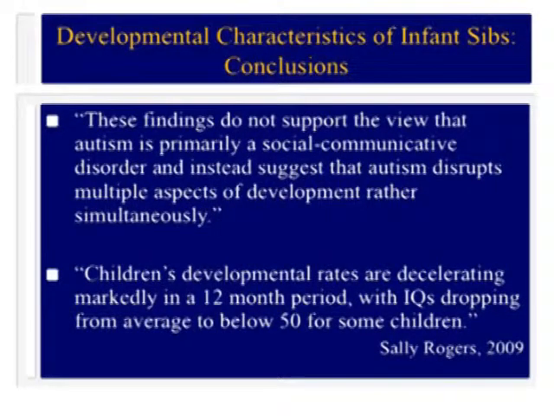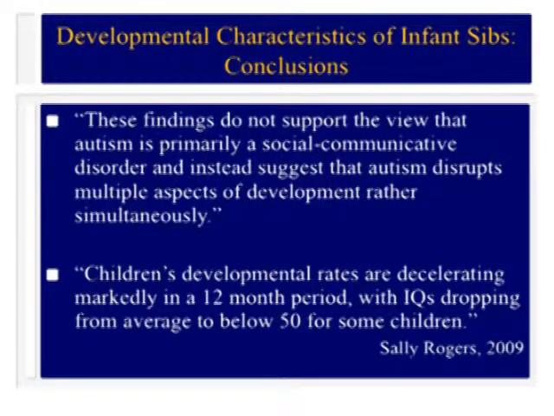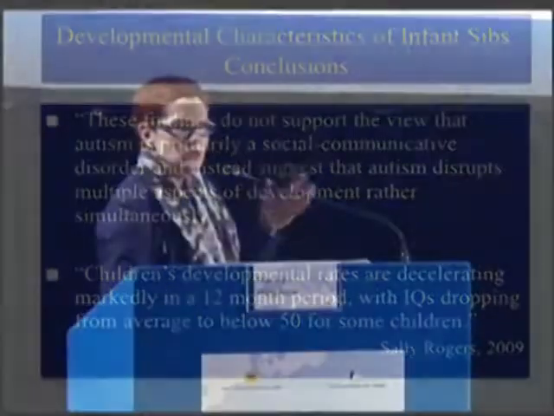And what Sally concluded is that these findings do not support the view that autism is primarily a social communicative disorder, and instead suggest that autism disrupts multiple aspects of development rather simultaneously. Now, cause here means pathophysiology. It doesn't mean why is this child not interested in people, which may be that people don't have the salience that typical children are born with. In this instance, though, it's the brain and what's wrong with the brain.